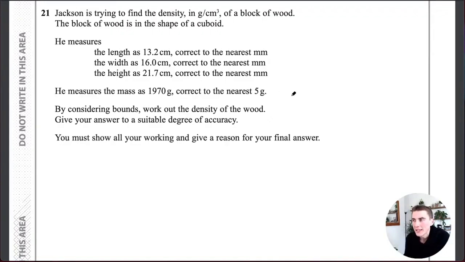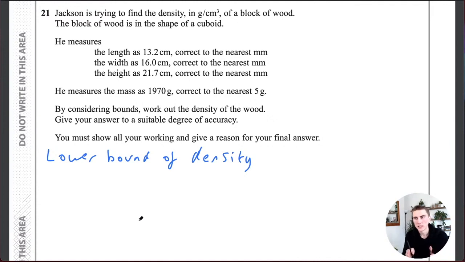So to find the lower bound of the density, because density is in grams per centimeter cubed, we want to have the lowest mass divided by the largest possible volume. So we want the lowest mass possible divided by the highest volume.